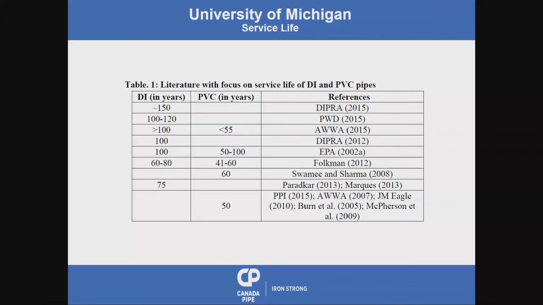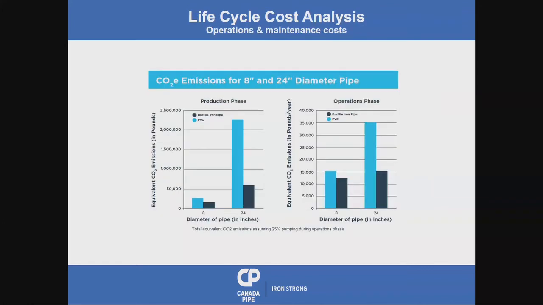This is how the University of Michigan gives life cycle in years, DI versus PVC. AWWA gave PVC less than probably they deserve. They probably deserve a little bit higher than that. And some of them will give about 60 to 70 years, and they'll give ductile about 100 to 120 years on a usable life cycle.